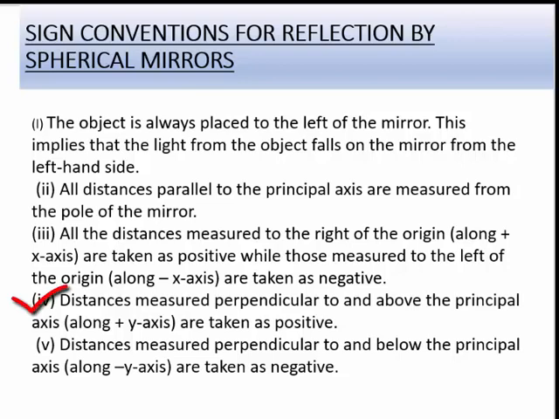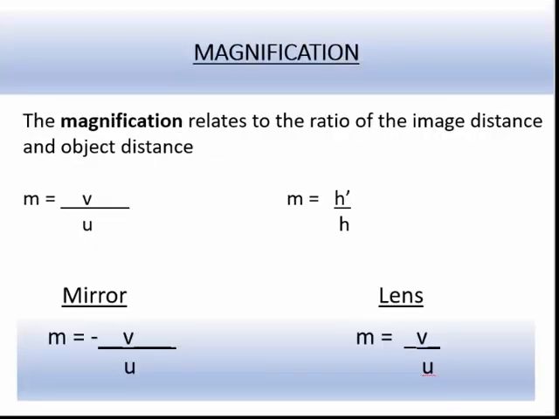Distances measured perpendicular to and above the principal axis are taken as positive. Yes, we saw that. If the image or the object is upright, then the height will be taken as positive. Whereas any distance which is measured perpendicular to and below the principal axis is taken as negative, which means if the object or the image is inverted in shape, then the height of the image as well as the object will be taken as negative, because it is below the origin, it is below the pole.